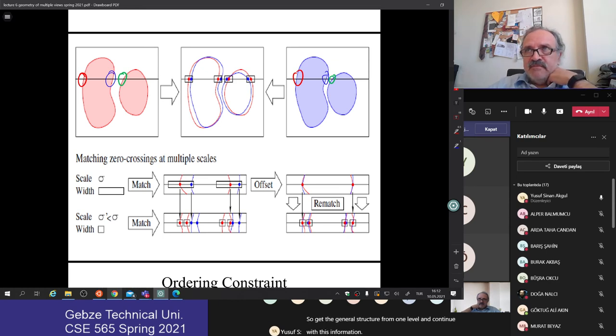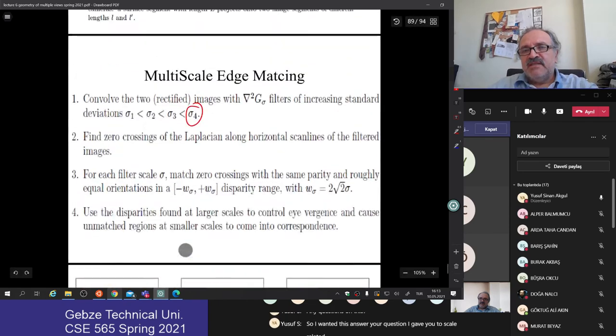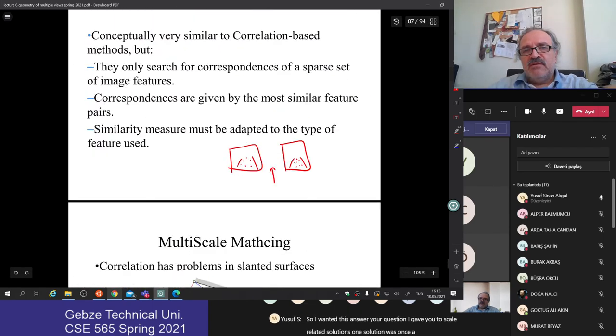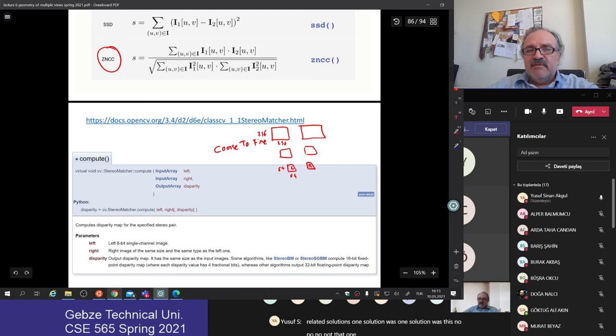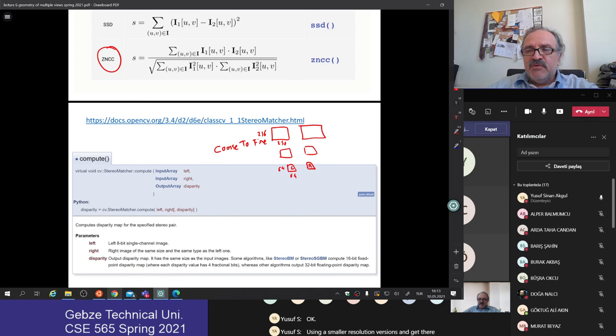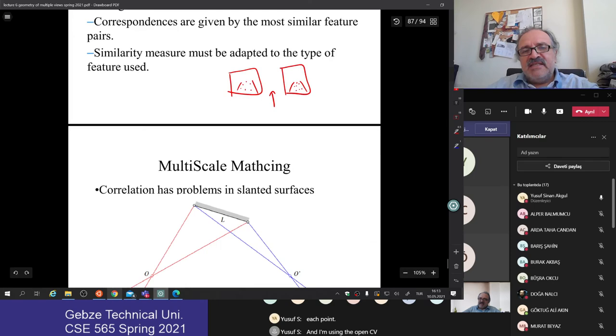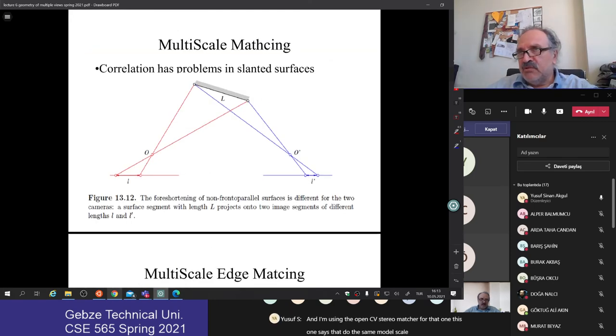Any questions on this? Selman, did this answer your question? I gave you two scale related solutions. One solution was this. No, not that one, this one. Using smaller resolution versions and get the correspondences for dense application of the stereo for each point, and I'm using the OpenCV stereo matcher for that one. This one says to do the same multi-scale matching using the edges only, and that's going to give you better results.